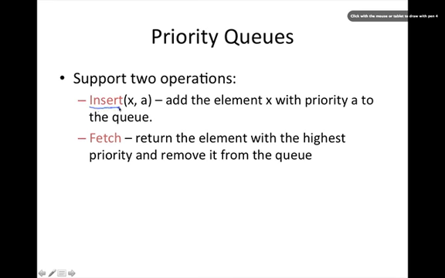One is the insert, where you get an element together with a priority, and you add it to the queue. The second operation is fetch, which returns the element with the highest priority that is right now in the queue and removes it from the queue. So these are the two operations that the data structure needs to support, and of course we want to do it efficiently.